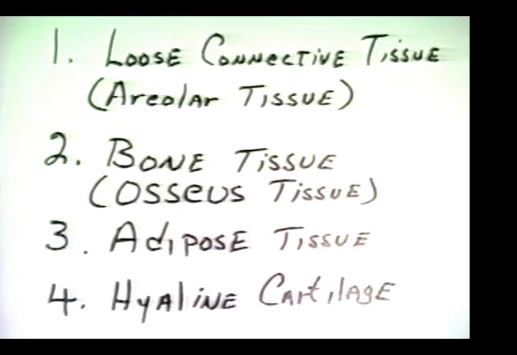The different types of connective tissues which you are responsible for in lab include loose connective tissue or areolar tissue, bone tissue or osseous tissue, adipose tissue or fat tissue, and hyaline cartilage. You're responsible for being able to identify these through the microscope and also being able to tell their functions, where they are located in the body, and other pertinent information about each one.